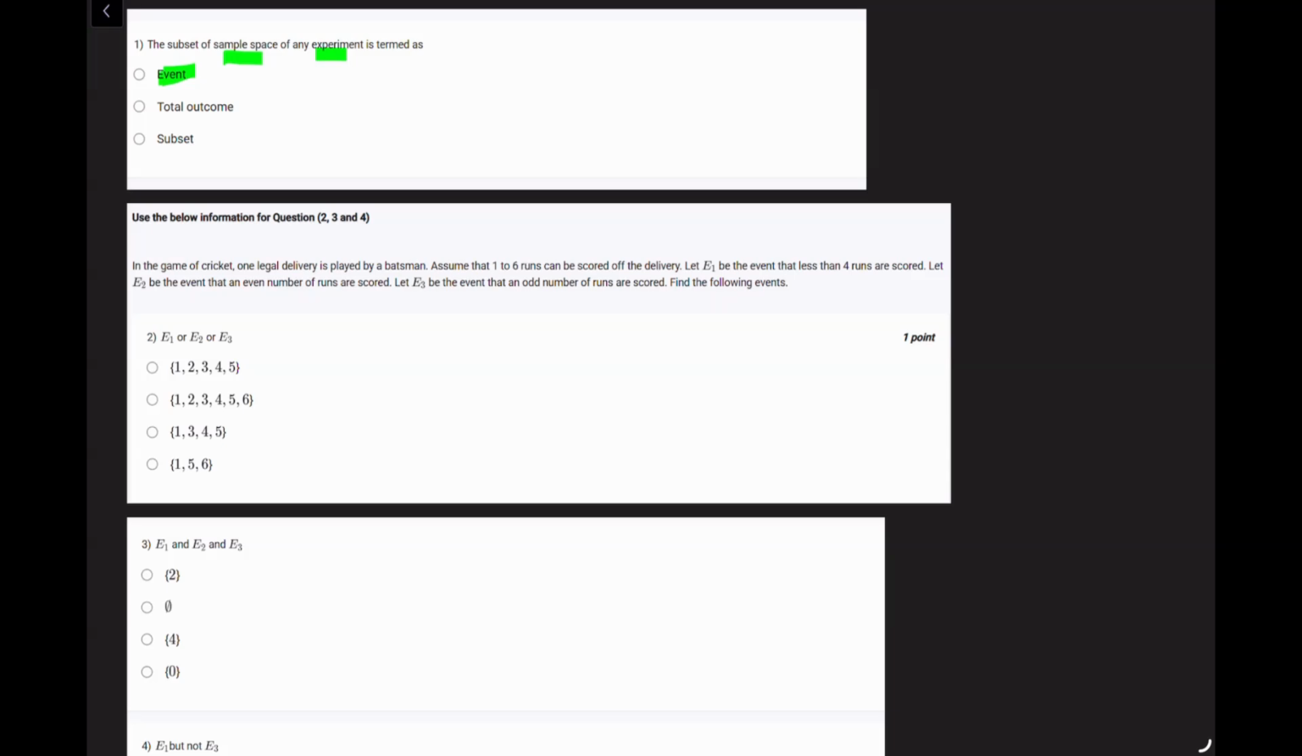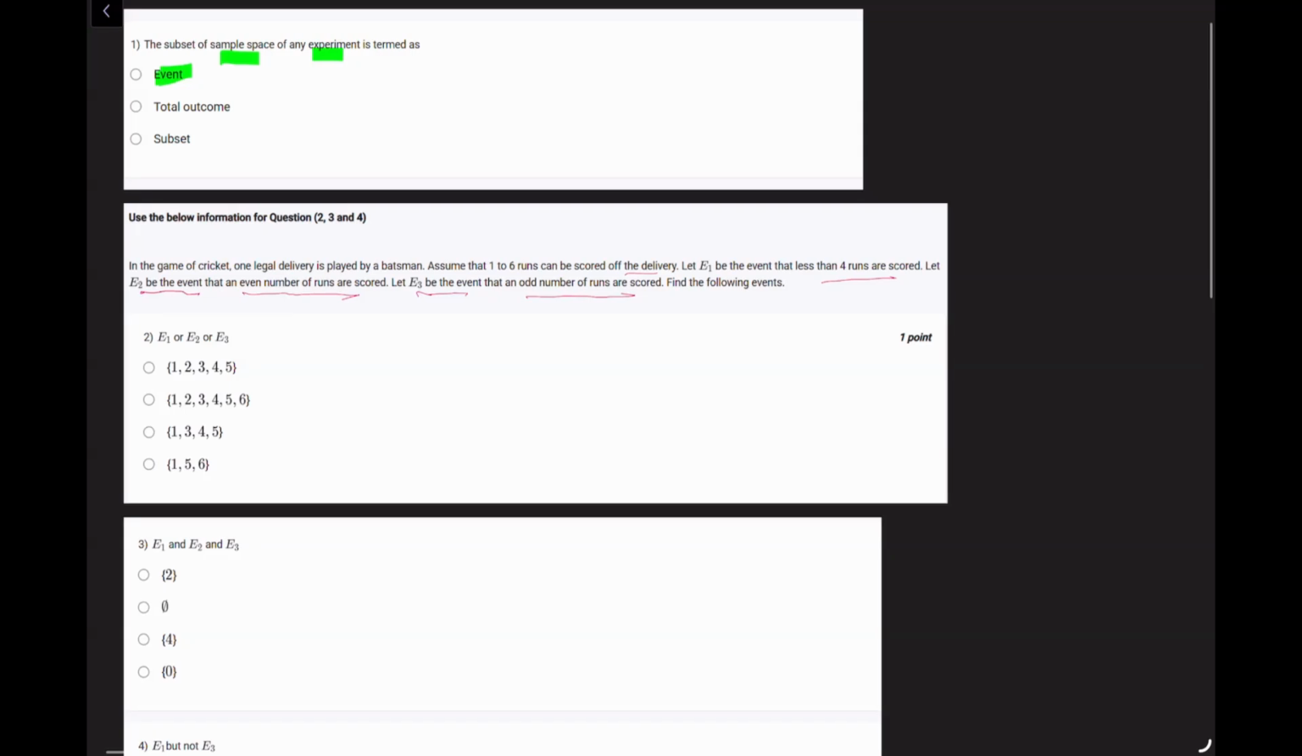Moving ahead with the next set of questions. In the game of cricket, one legal delivery is played by a batsman, assuming that 1 to 6 runs can be scored off a delivery. Let E1 be the event that less than 4 runs are scored. Let E2 be the event that an even number of runs are scored. E3 be the event when an odd number of runs are scored. So how many possible outcomes do we have?